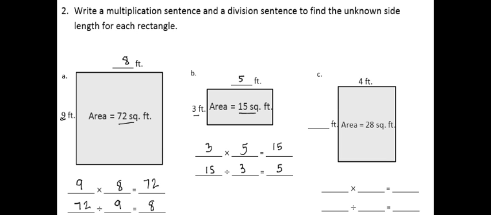I'll do one more. Now I have a missing length, but my width is 4 feet. So some number times 4 will give me an area of 28 square feet, or 28 divided by 4 will give me my missing side. 28 divided by 4 is 7, or 7 times 4 is 28, so my missing length is 7 feet.